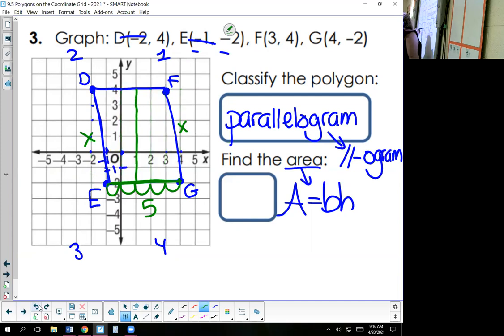So 1 loopy, 2 loopy. See, that's still a loop. The number is still a loop. 2, 3, 4, 5, and 6. Do you get 6? Make sure you get 6. So what's 5 times 6? Okay, and I don't have to cut it in half because it's not half of a parallelogram or a triangle. Okay, question there.